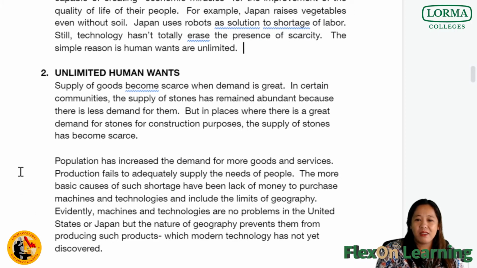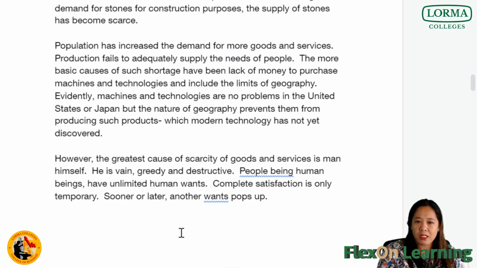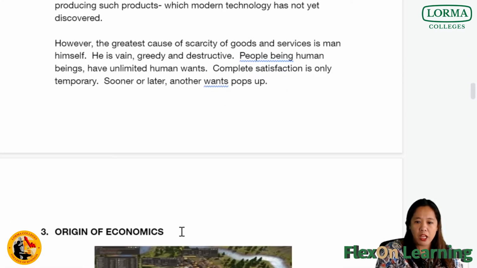Okay. So population has increased the demand for more goods and services. Production fails to adequately supply the needs of people. So the more basic causes of such shortage have been lack of money to purchase machine and technologies and improve the limits of geography. Okay? So you can simply read all these and they are very self-explanatory.